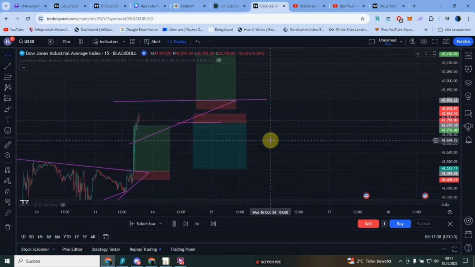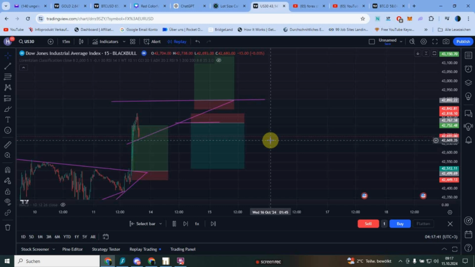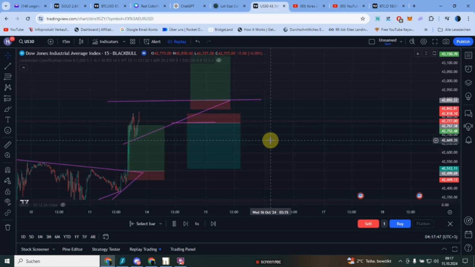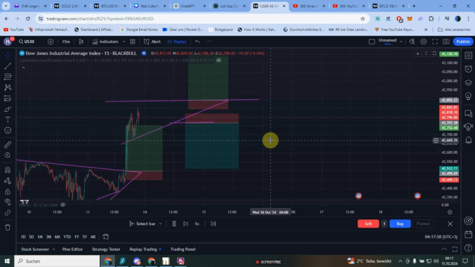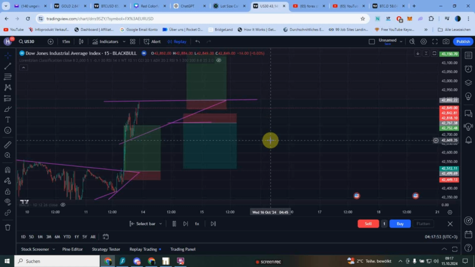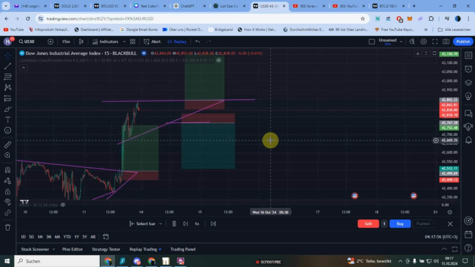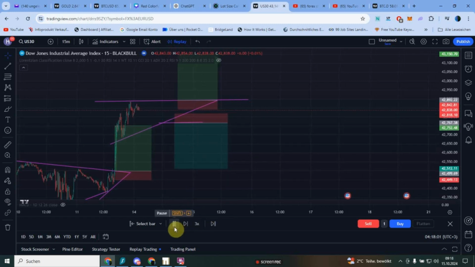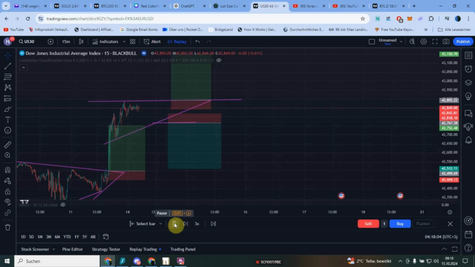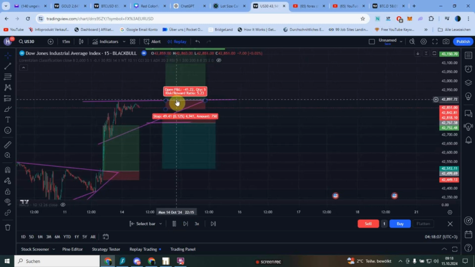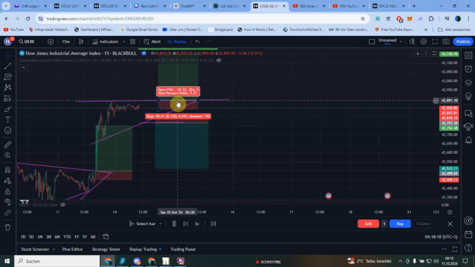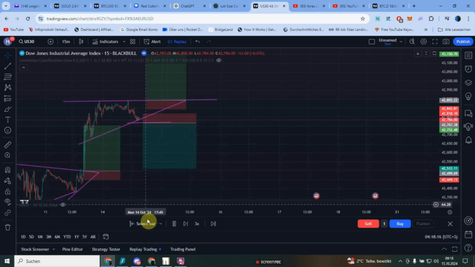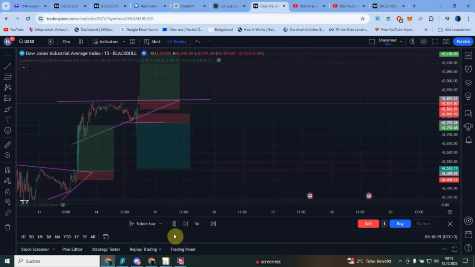Let's wait a little bit. Now the price is correcting and slowly going over into a sideways market. So as you can see, I already drew my trend lines. As soon as the price of US30 breaks through this trend line, I go for a buy. And when the price of US30 breaks through this trend line, I go short.